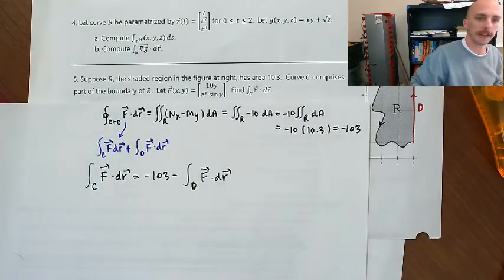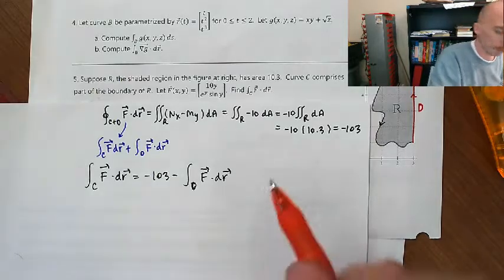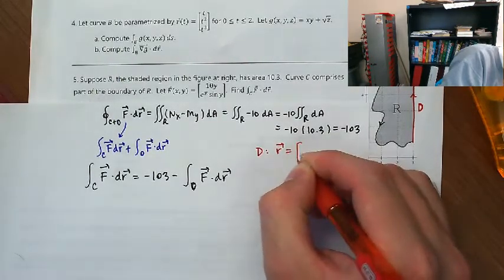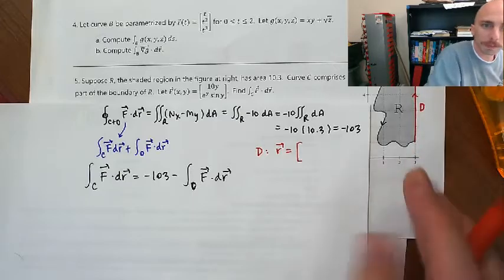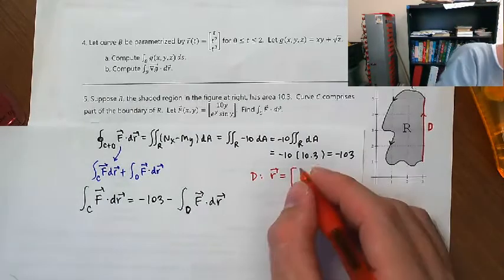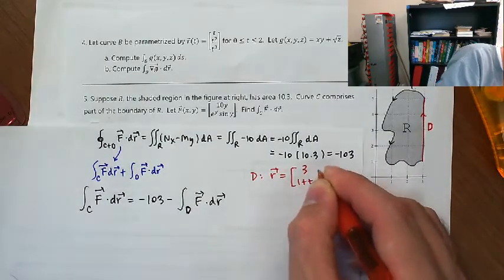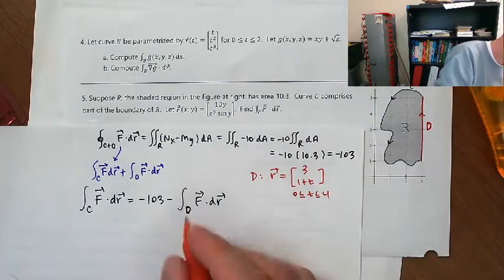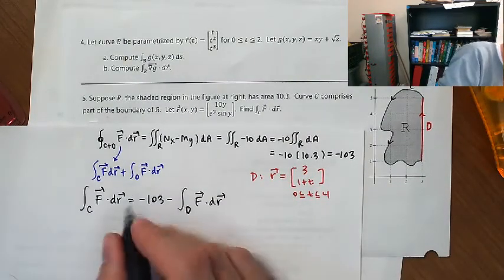Okay, now to get that integral over D, we're going to need a parameterization. Not going to be too hard. r is going to be, all right, the x-coordinate is always 3. The y-coordinate is running from 1 to 5. So I think that's 1 plus t as t goes from 0 to 4.